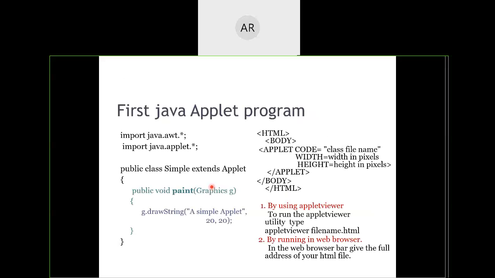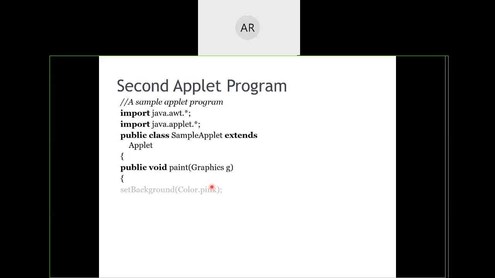To execute it, there were two ways. One was by using Applet Viewer, which is for the developer's purpose. Second is by using a normal web browser, which is able to execute the Java applet program. Similarly, I kept one more applet program where I wanted to display why exactly we are going to use graphics.g.